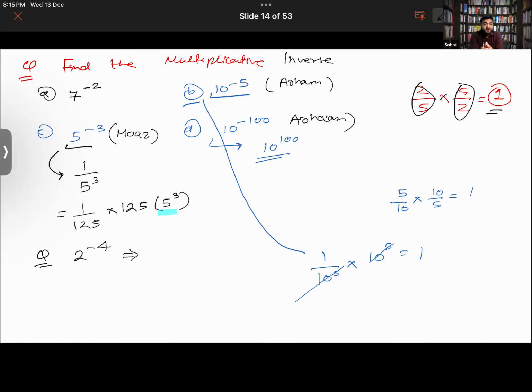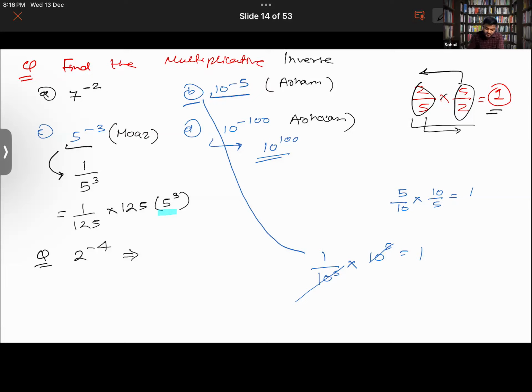Look, we have to find the multiplicative inverse. So there it is 7 raised to the power 2. Exactly 7 to the power 2, guys. Look, in the example we took here, 2 upon 5 into 5 upon 2, didn't I say that these two numbers are multiplicative inverses of each other? Yes, right?